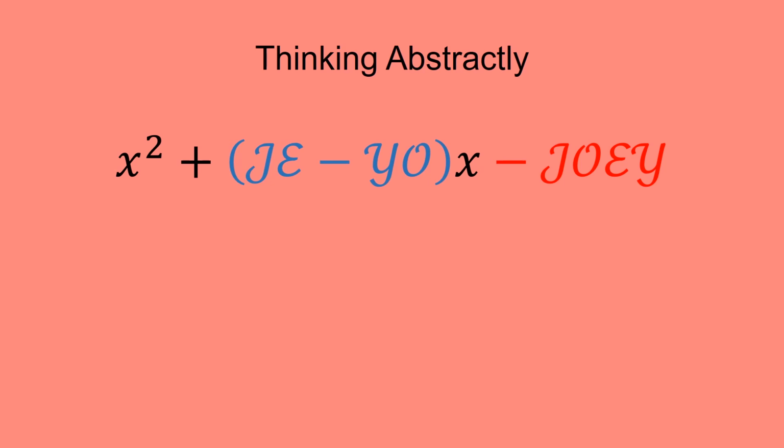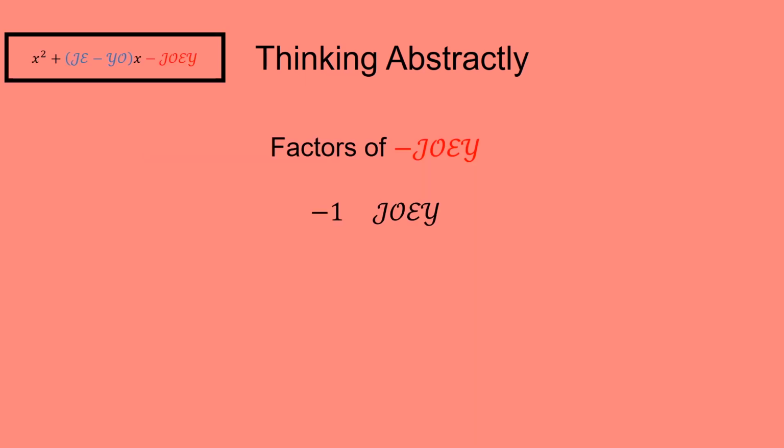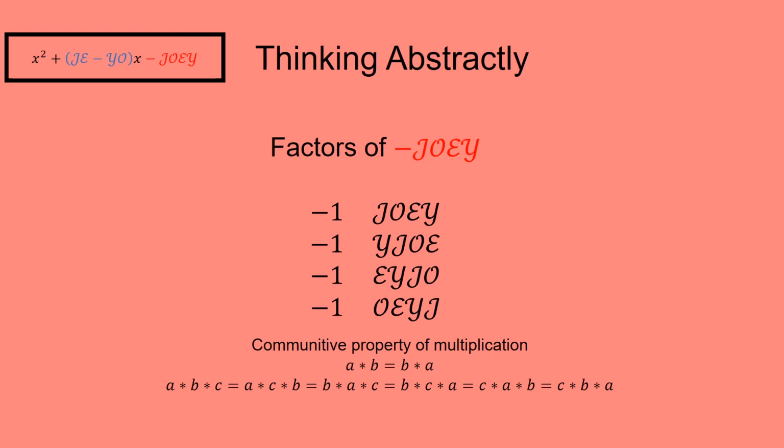But let's press on. So just like we've been doing, let's list our factors of c. So c here is negative JOEY. One of my factors is going to be negative 1 times JOEY. Similarly, we get negative 1 times JOE and Y, and negative 1 times JO and EY as potential options as well. This comes from the commutative property of multiplication, as I'm sure you've heard in class.